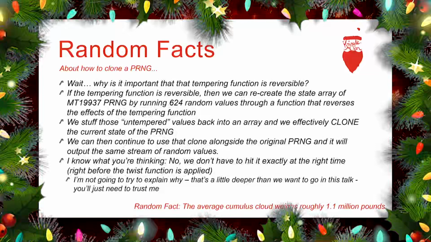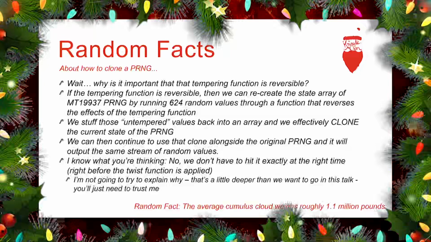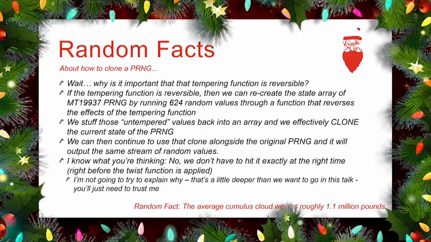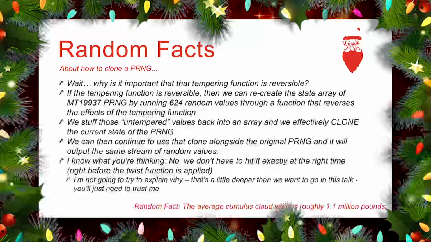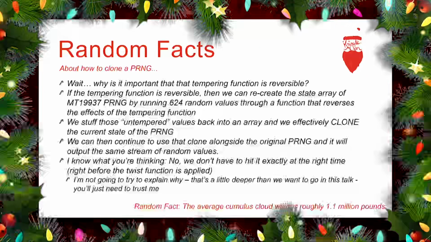Now, I know what you're thinking. We don't have to hit this at exactly the right time, right before that twistor function is being used. The reason being is because that's a linear congruential shift register kind of function, it actually works cyclically on this array, and we don't have to hit it at the right time just because of that. You're going to have to trust me because that's the case, because the mathematics involved require a whole lot more time than I have time to explain here.